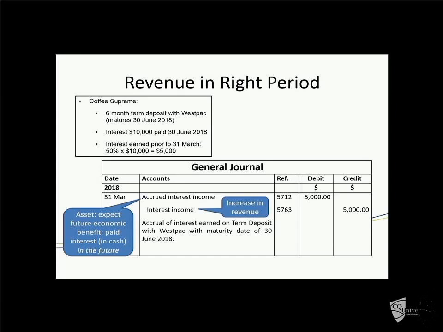That's a credit, I should say. The debit is the increase in the asset. Increasing the revenue is a credit, $5,000. Accrual of interest earned on the term deposit with Westpac with maturity date of 30 June 2018. That's the description of it. So here we've accrued some income into the period.